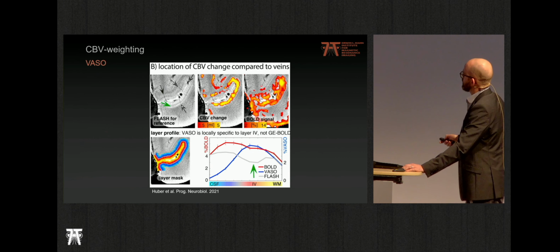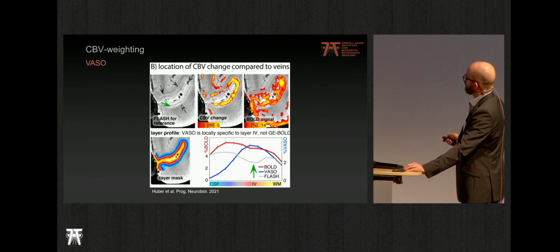And if you look at the signal change as a function of cortical depth, you see that BOLD tends to have this bias towards the pial surface, towards the CSF compartment, whereas VASO is more confined to gray matter.